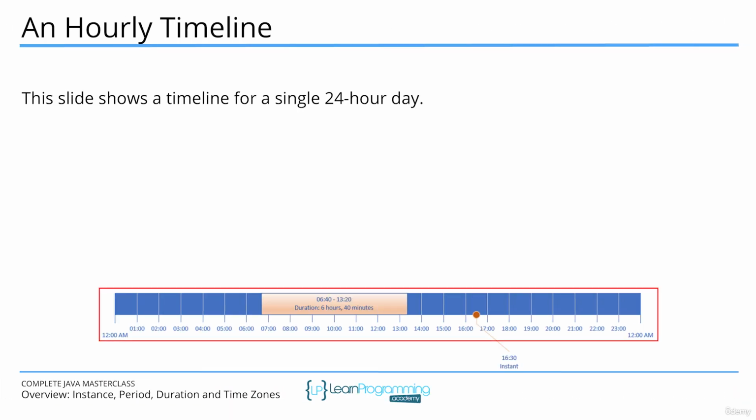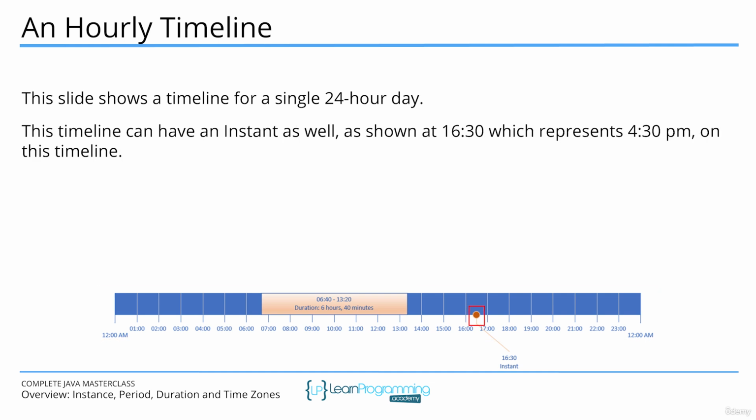This slide shows a timeline for a single 24-hour day. This timeline can have an instant as well, as shown at 16:30, which represents 4:30 p.m. on this timeline. Maybe this is the time you get off work. Again, it's a singular event on some timeline.